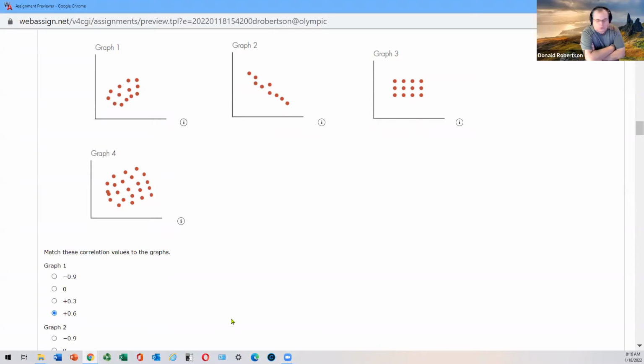I think it's a no-brainer for the next question. Suppose it was graph 2 that we're talking about. Which one of those 4 numbers is graph 2 going to be? I think this one's very easy. Negative 0.9. Would you agree it's the only negative one in the list? So it must be that one, right?